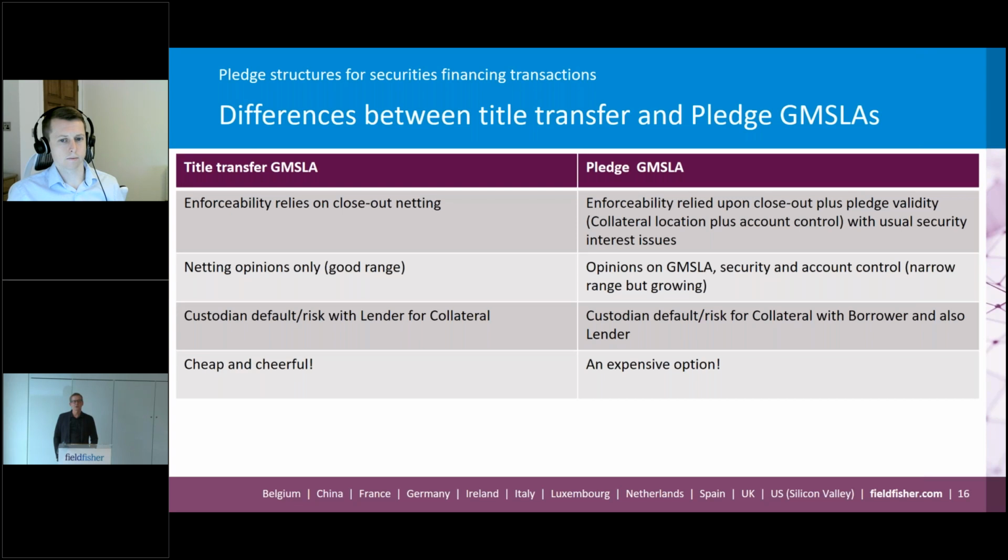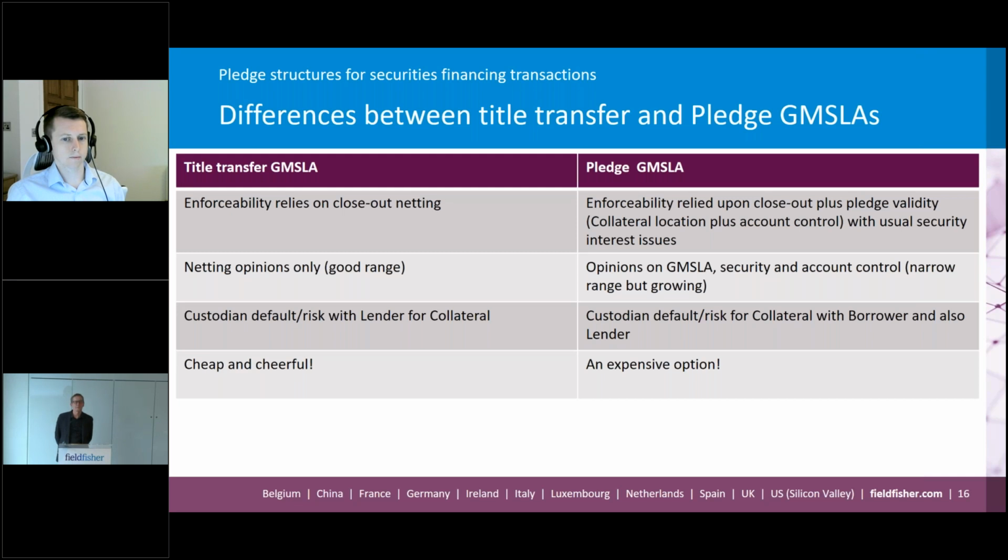You need to know that the security and the account control is adequate where the location of the collateral is. And you also need to know, as regards your borrower, that the security has been validly granted and perfected as regards them, that they've got capacity, authority, and any registrations, etc., have been carried out with respect to the borrower.